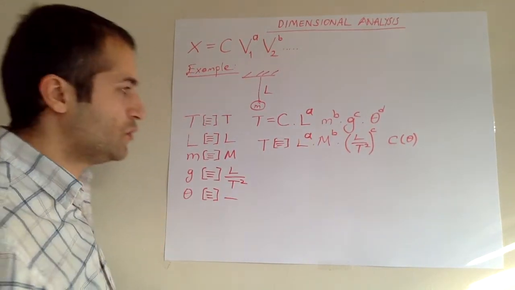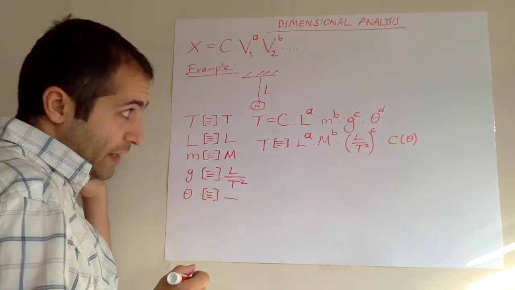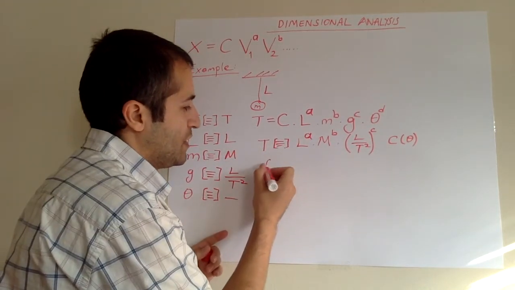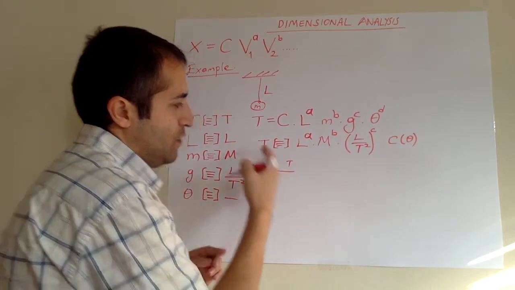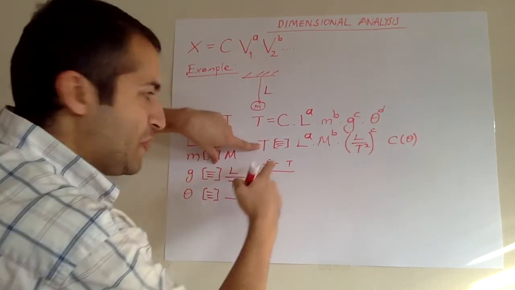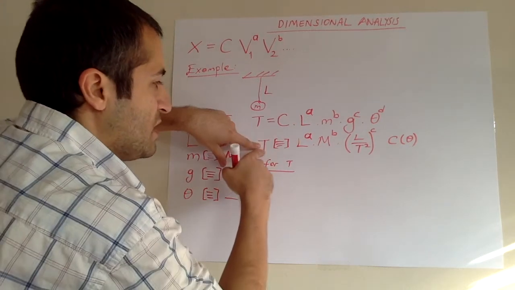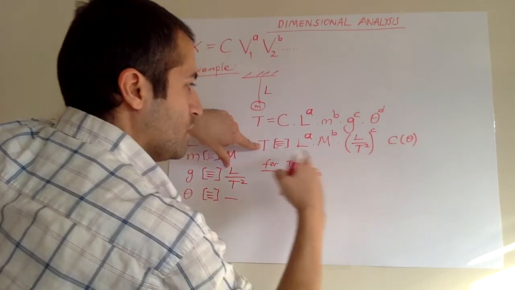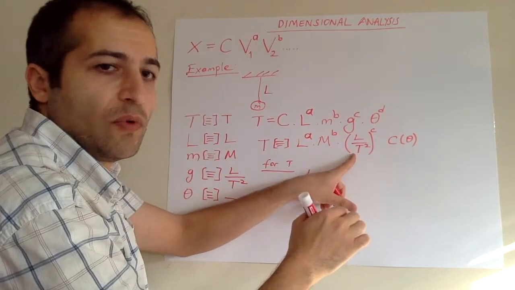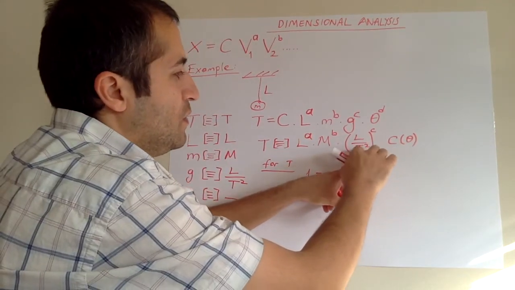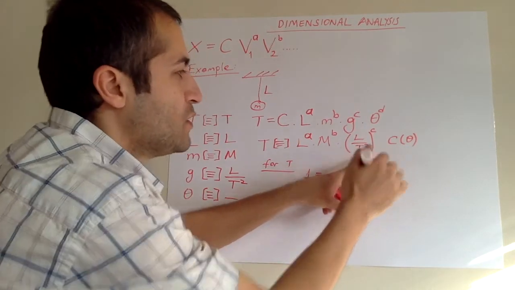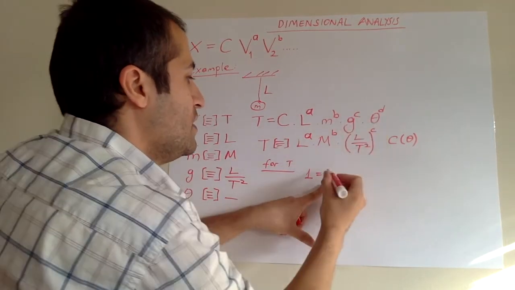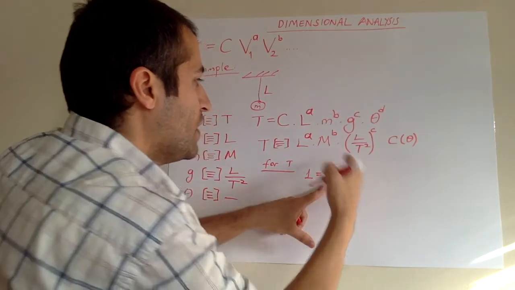The next thing we are going to do, we are going to equate the powers for each unit. For t, for example, for time units, the power on the left-hand side is 1 because it's t to the 1. So on the left-hand side we have 1 is equal to, on the right-hand side, the only time component is this one, which is to the power minus 2c, because this is in the denominator, it's going to be minus. So it's minus 2c.